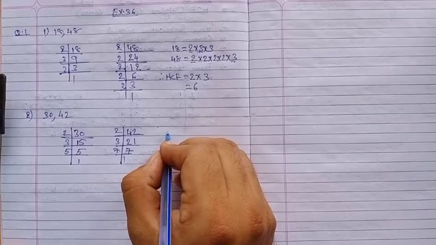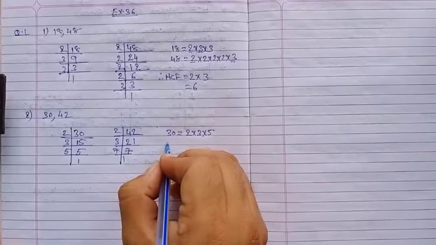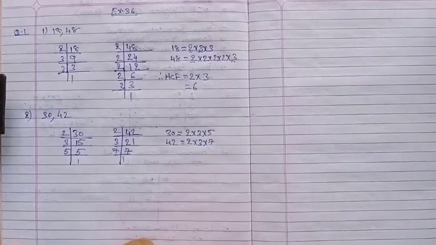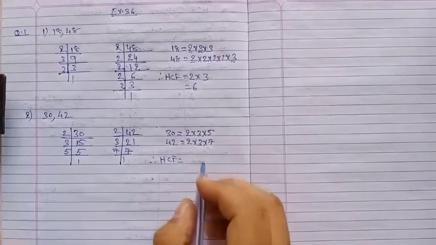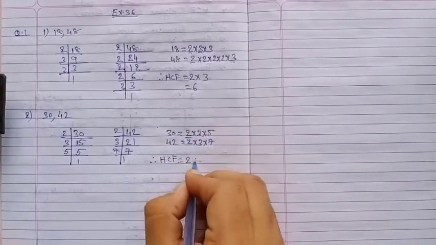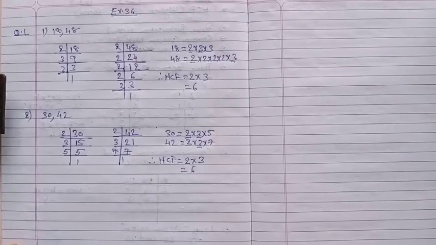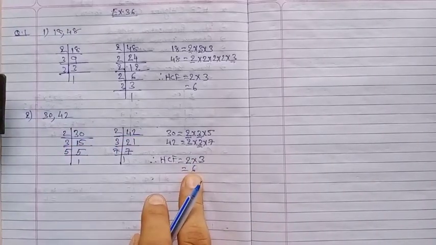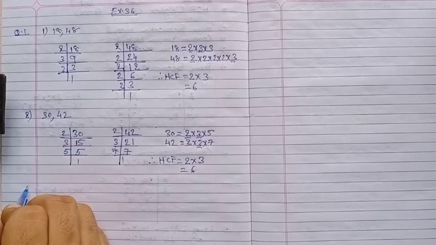Now we'll find out the HCF. 30 is equal to 2 into 3 into 5 and 42 is equal to 2 into 3 into 7. Therefore HCF is equal to 2 is common, so 2. 3 is also common, so 3. 2 3s are 6 is the HCF of the second one. Means of 30 and 42, 6 is the greatest number which can divide both the numbers. Then third one you have to do it by yourself.